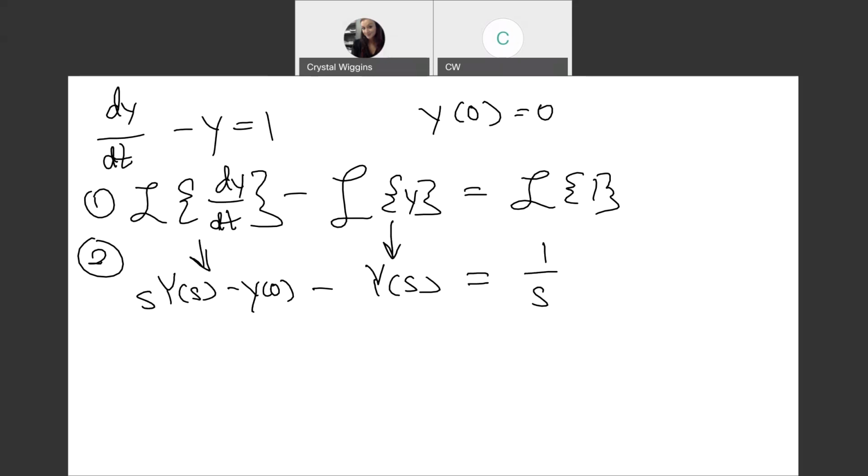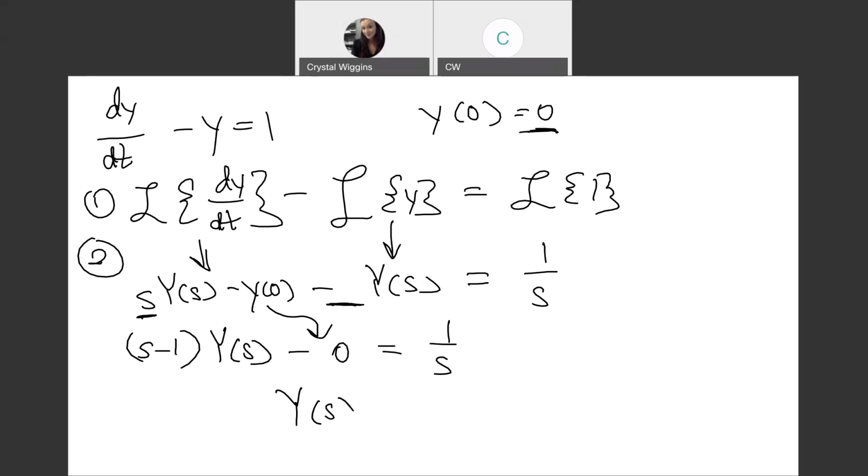Okay, let's group our Y(s) together. So we have s minus 1 for the Y(s) terms, the s from here, the negative 1 from here. Then minus the initial value, and our initial value is 0, so minus 0. I'm just emphasizing it, but it's going to go away. All equal to 1 over s. So if we solve for Y(s), we get 1 over s times (s minus 1).